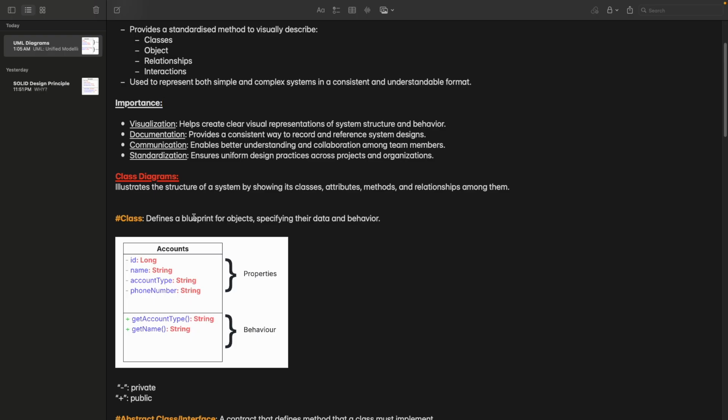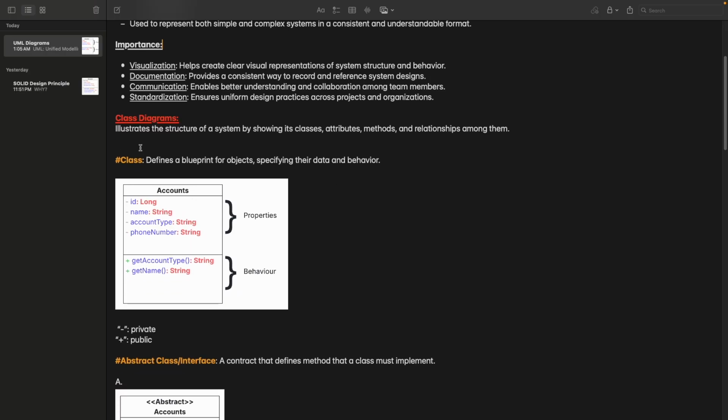Basically it represents the structure of a system by showing its classes, attributes, methods, and relationships among them. We'll talk about the components in detail now. First we have class. Class is nothing but a blueprint of an object. Basically it has data and behavior.